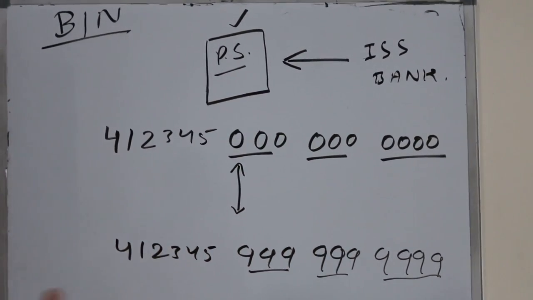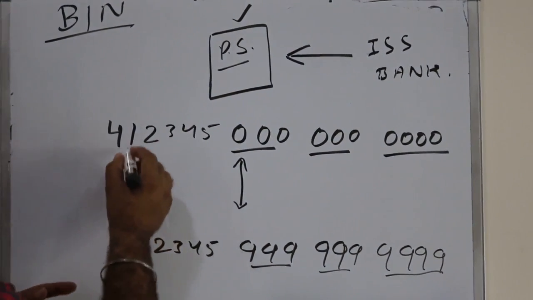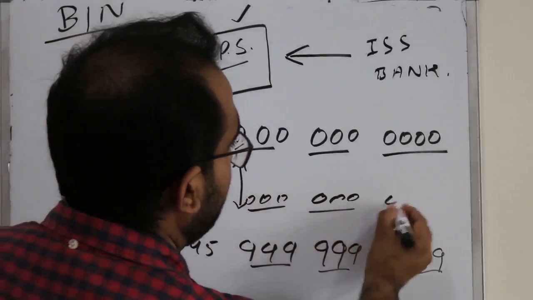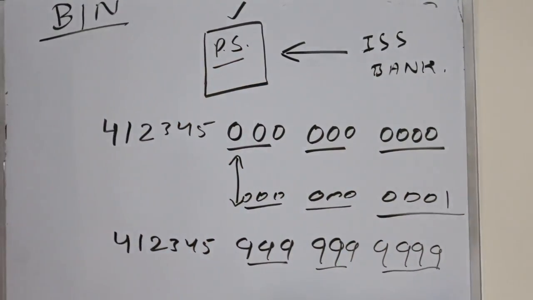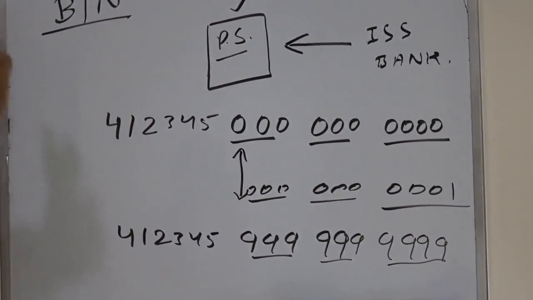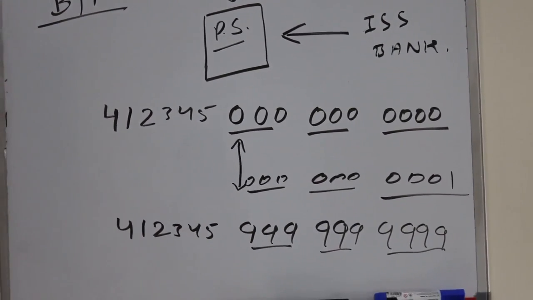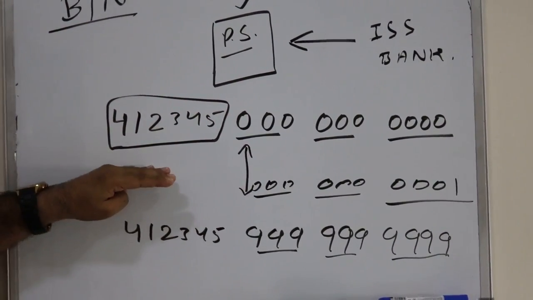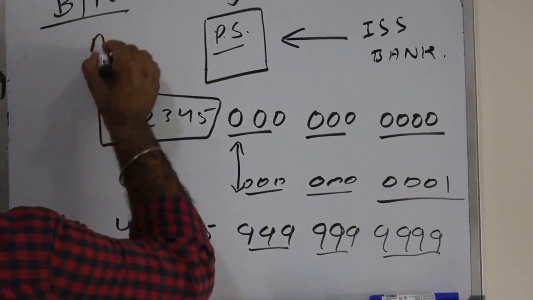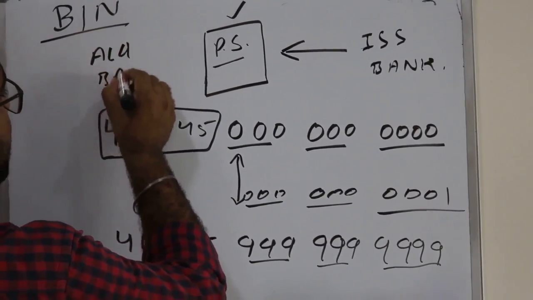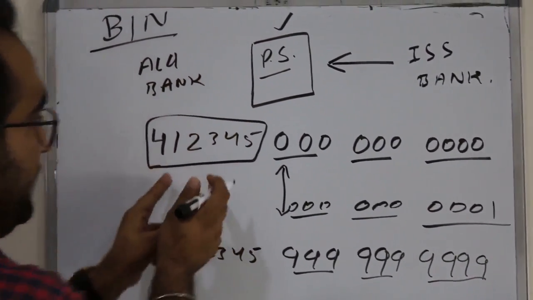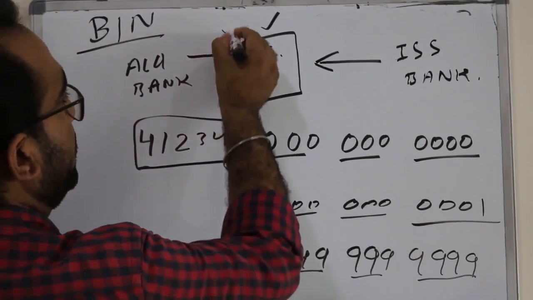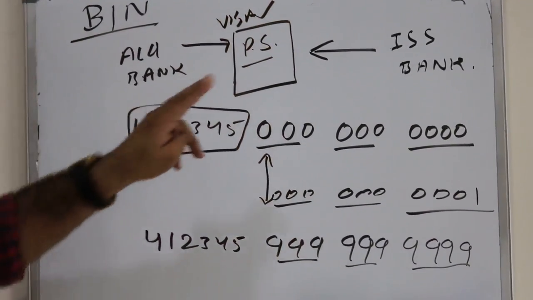So what will happen? Let's suppose you have a card of this BIN range, 4 1 2 3 4 5, then 0 0 0 0 0 0 and 0 0 0 1, this is your card number. For example, now you go to a POS machine, wherever you go, the acquiring bank will check these 6 digits. Based on the 6 digit number, the acquiring bank will identify that this particular BIN belongs to this payment system. It could be Visa, for example, we are taking Visa, so they will send it to Visa.